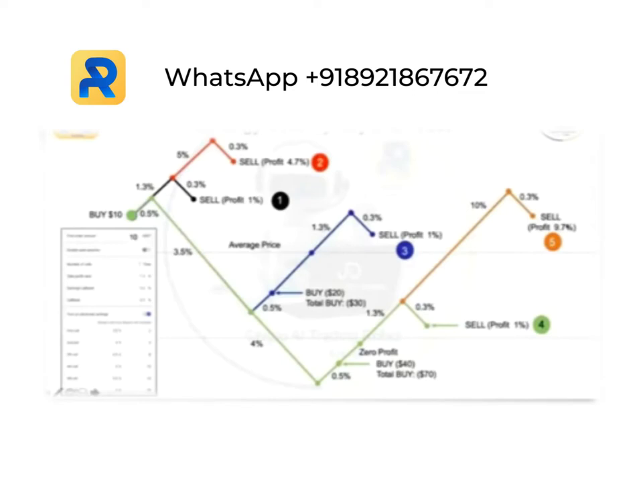So the bot purchased coins for you for $10, and the bot will wait. When the price goes up by 1.3%, the profit trigger will activate, but it will not sell the coins. The bot will still wait for the market to come down by 0.3%. Once the bot sees that the market, after touching the trigger, is coming down, which is very common in crypto, it will sell all your coins and give you a profit of 1%.